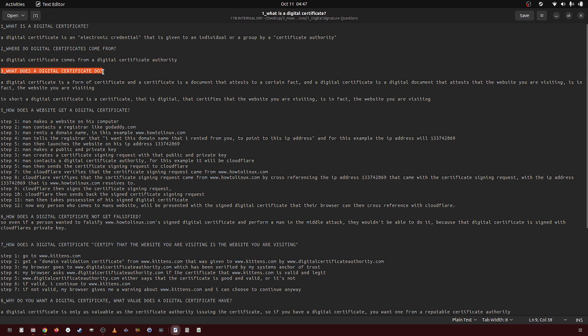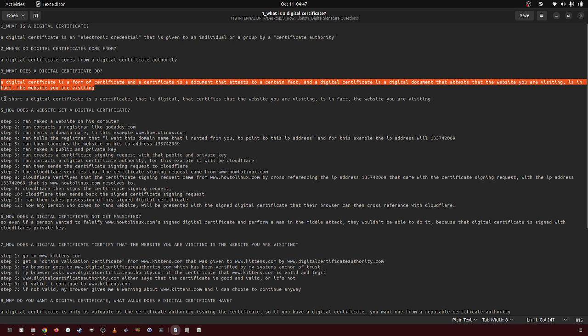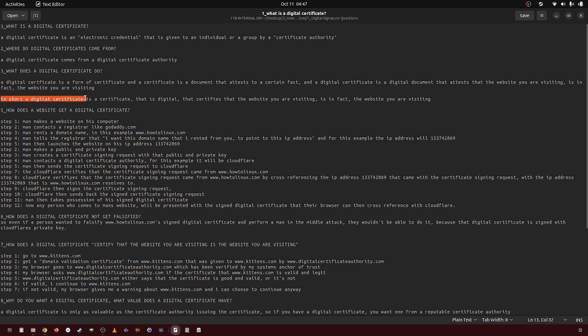What does a digital certificate do? A digital certificate is a form of certificate, and a certificate is a document that attests to a certain fact. A digital certificate is a digital document that attests that the website you are visiting is in fact the website you are visiting. In short, a digital certificate is a certificate that is digital that certifies that the website you are visiting is in fact the website you are visiting.